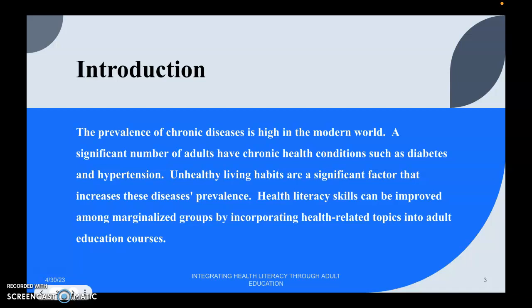Introduction. The prevalence of chronic disease is high in the modern world. A significant number of adults have chronic health conditions such as diabetes and hypertension. Unhealthy living habits are a significant factor that increases these diseases' prevalence. Health literacy skills can be improved among marginalized groups by incorporating health-related topics into adult education courses.